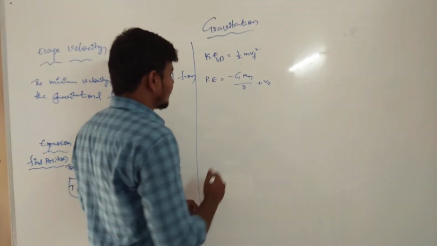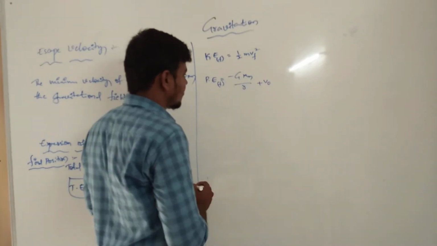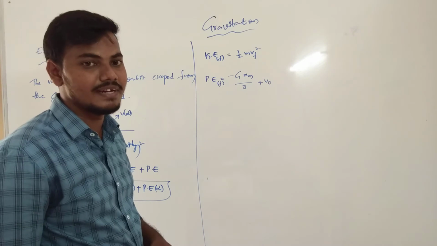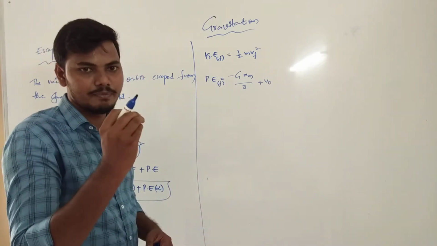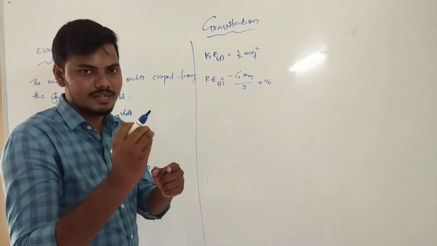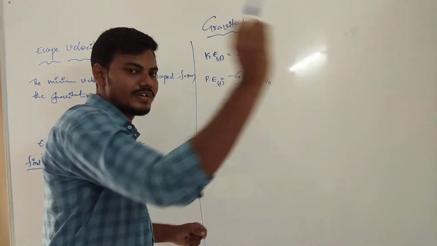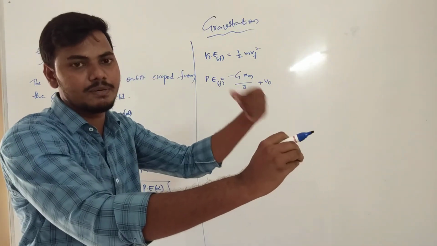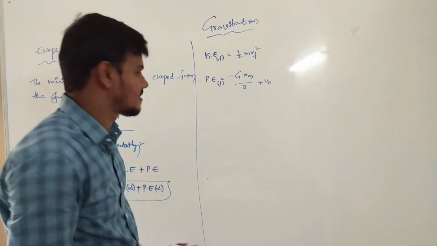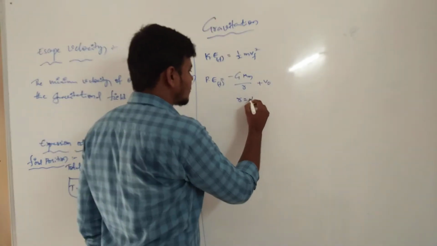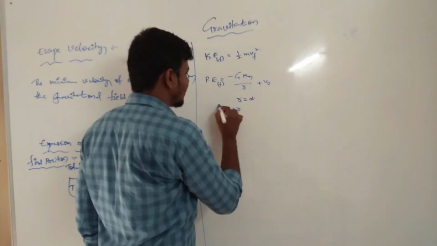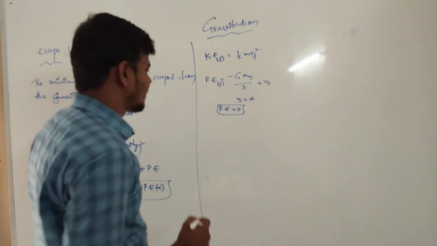Since this is the final position, the distance r is always infinity. The starting position is where the ball is thrown; the secondary position we take as the infinity position. Since r is equal to infinity, the potential energy is equal to zero.